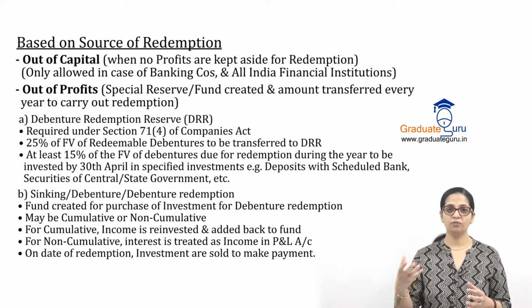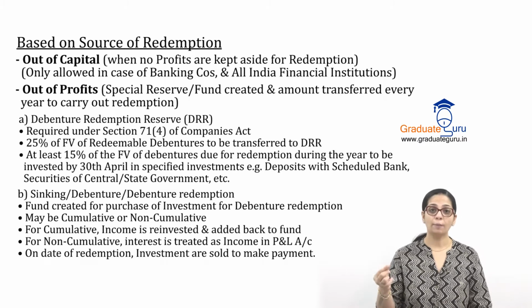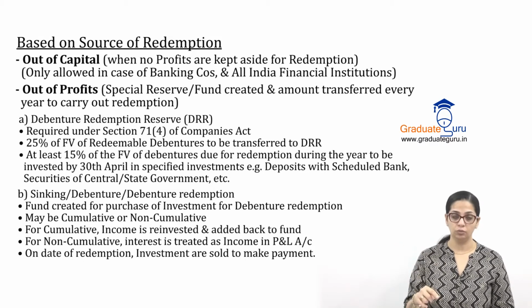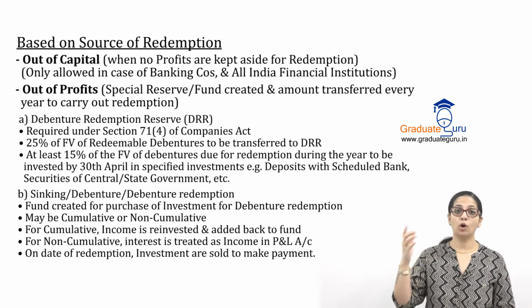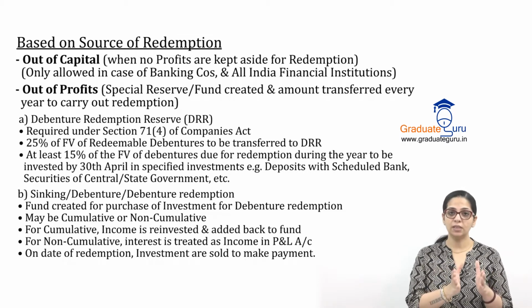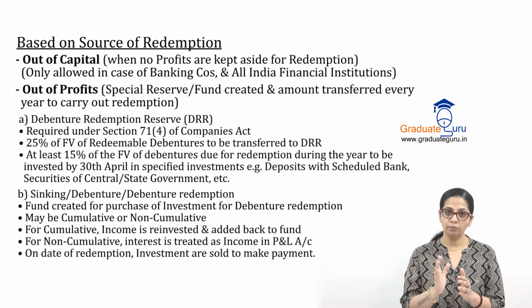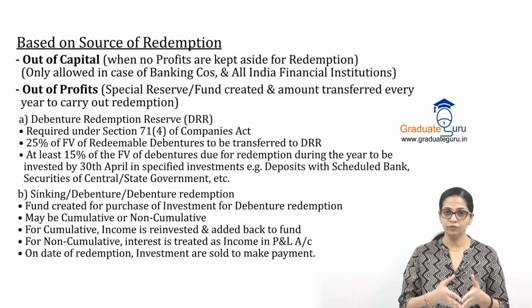So generally here the investment will be in deposit with bank or with central government securities, where we will get interest. So that interest, if I add it to the same fund, then it becomes a cumulative fund. But if the interest is taken as an income in the profit and loss account, then it becomes non-cumulative. Cumulative means what? To collect. So the interest that we are getting, if we keep collecting that also in the fund, then it is called a cumulative fund.